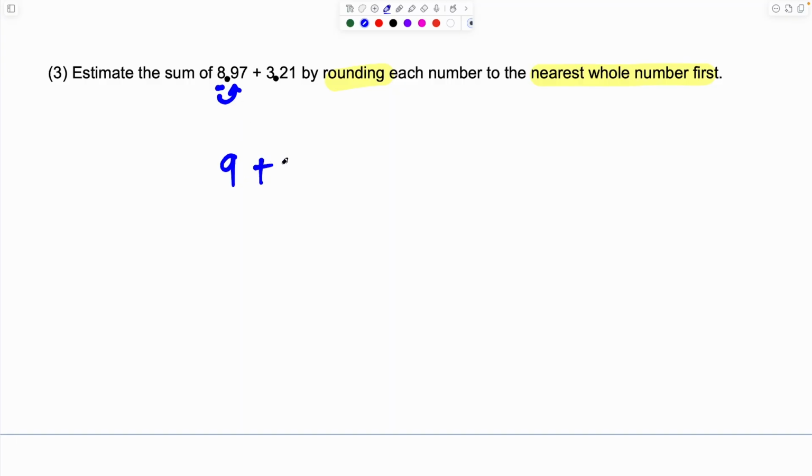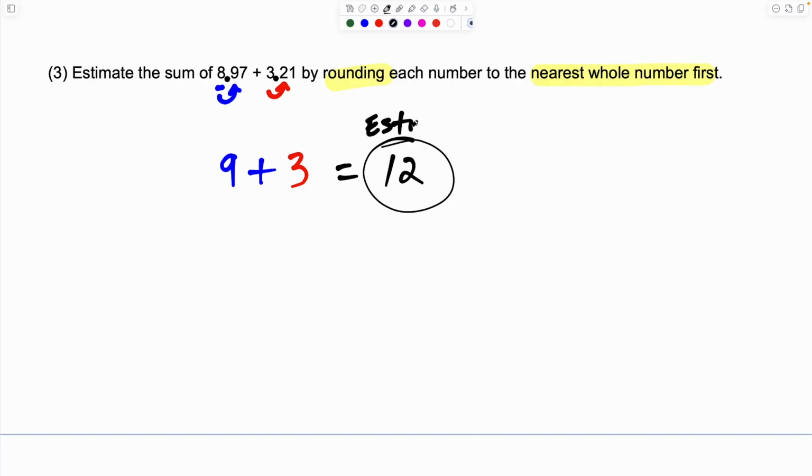So I'd have 9 plus, so just make that a little neater, 9 plus. And then for the second number here, so we have a 3 to the left of the decimal. Immediately to the right is a 2, so we would round down to 3. Okay, so we're going to do 9 plus 3, which is equal to 12. And this would be the estimation here of this sum. So we would have an estimation of 12. And this is useful because it tells us what neighborhood our answer should be in. So what's a reasonable answer? Something close to 12.